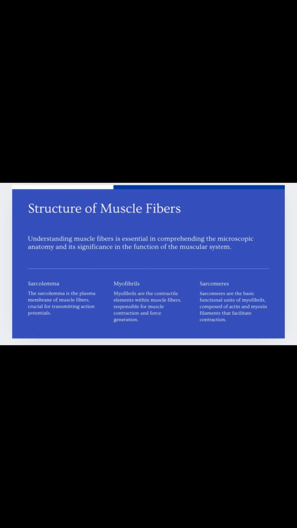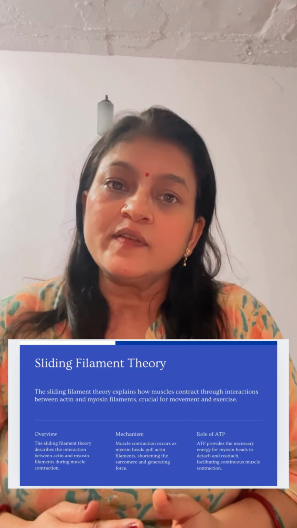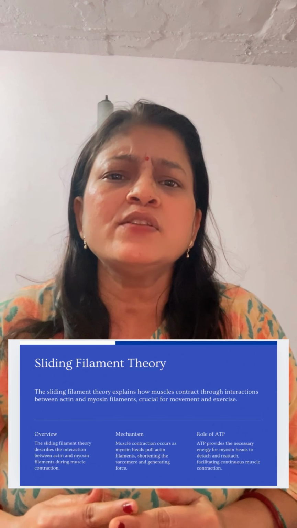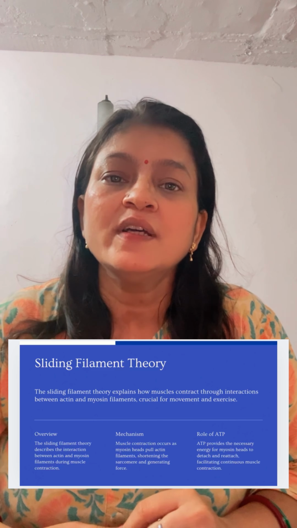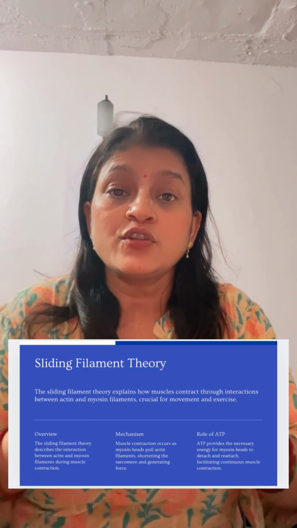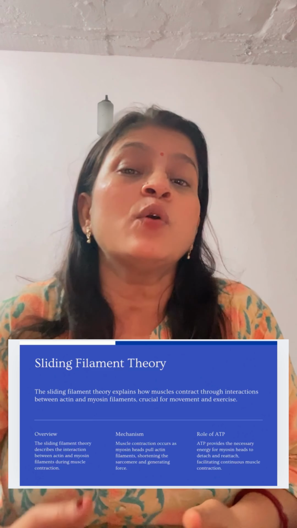Now you can see that the third component of the muscle fiber is the sarcomere, and these are the basic functional units of myofibrils. These sarcomeres are composed of actin and myosin filaments and facilitate contraction. Now, to understand muscular contraction, you need to know about the mechanism of the sliding filament theory. This is the basic theory showing how contraction is done.